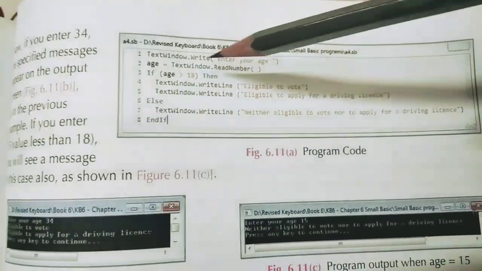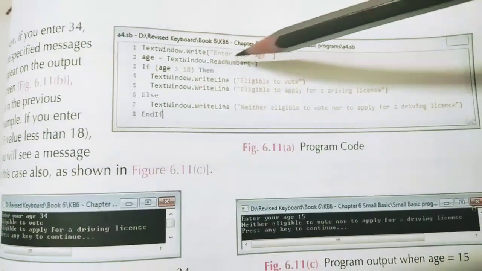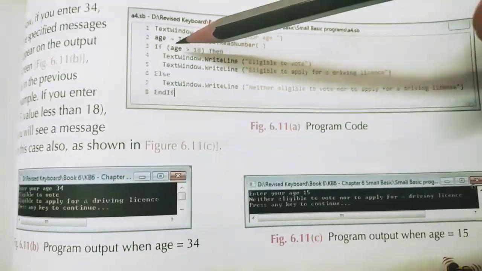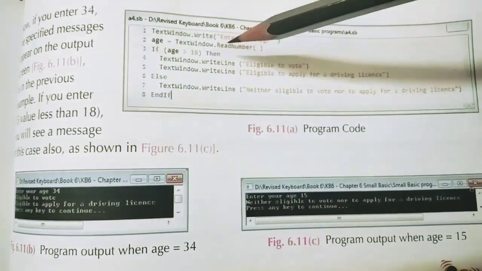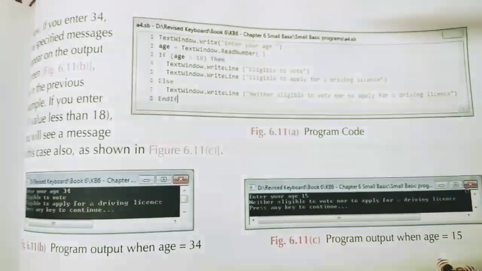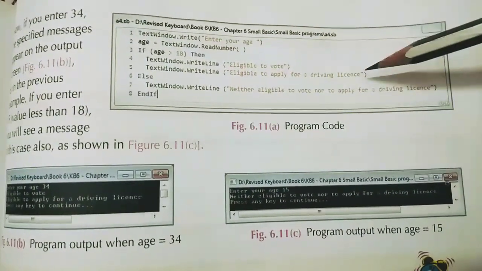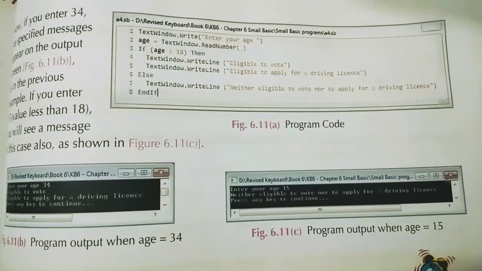So see here, text window dot write, enter your age. So enter the age equal to this. So if age is greater than 18, then print this message: eligible to vote and eligible to apply for driving license. Same thing you have seen in the previous example.